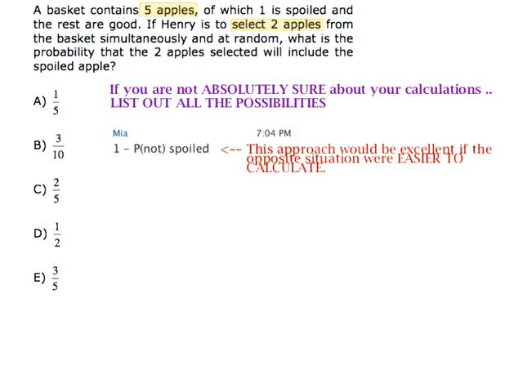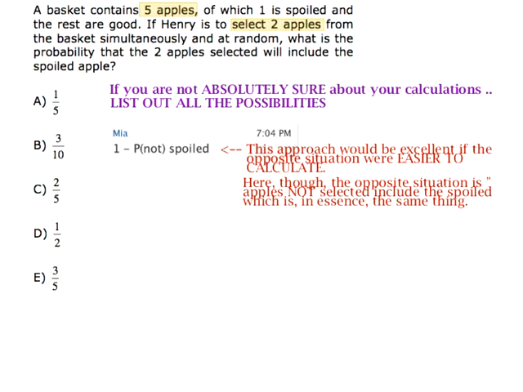To be precise, the opposite situation is the 3 apples not selected include the spoiled one, which is, in essence, the same thing we're doing here. So there's no value really to be gained from this kind of approach. In some problems, the opposite situation is a much easier thing to calculate, but not so much here.